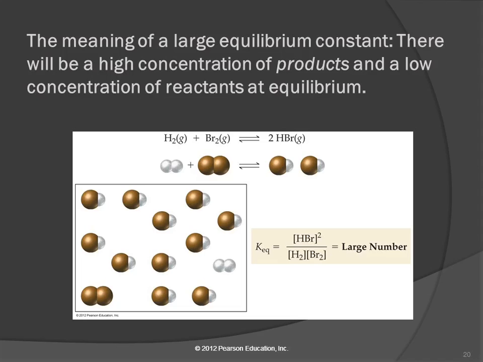So here's pictures for the same stuff. Here's that reaction, hydrogen plus bromine forming 2 hydrogen bromides. And here we have a picture at equilibrium. KEQ is the concentration of the product squared divided by the concentration of each of the reactants multiplied. And what do we see here? What do we have more of, reactant or product? We have more product. These are the products. There's a lot of those, and there's not much of the reactant, because this is a large number, meaning the top must be bigger than the bottom.